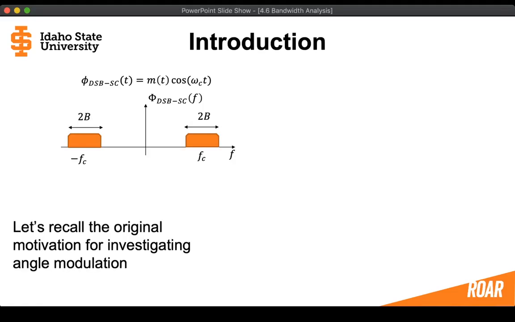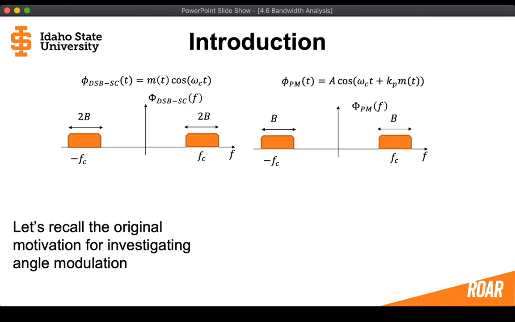So let's recall our original motivation for investigating angle modulation. Remember, we were thinking about the double-side band suppressed carrier signal and the fact that it had a bandwidth of 2B. And we thought maybe if we apply angle modulation, we can actually reduce that bandwidth, because if we have less bandwidth, this will cost less money.